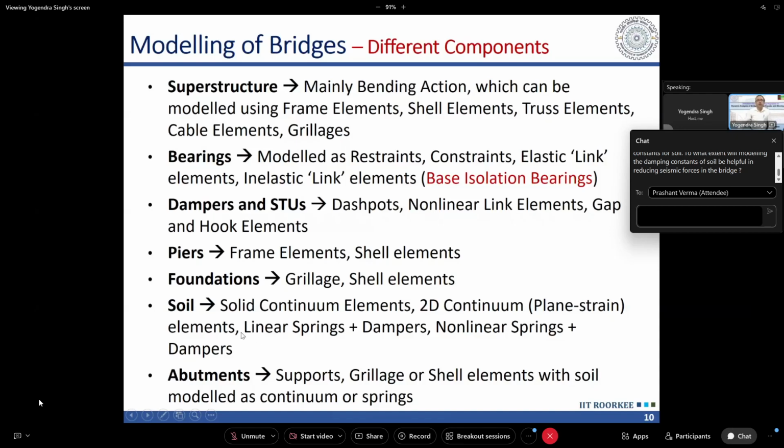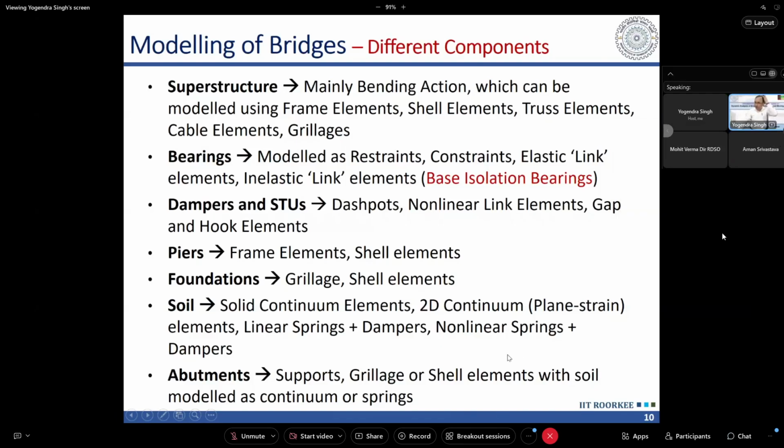And then soil can also be modeled as a series of linear springs and dampers. The dampers are there because soil, when it is deforming, is also dissipating energy. So that energy dissipation we need to take into account by applying these dampers. We can have a combination of linear springs, but the behavior of soil is highly nonlinear, so in many cases we are modeling the soil using nonlinear springs plus dampers.